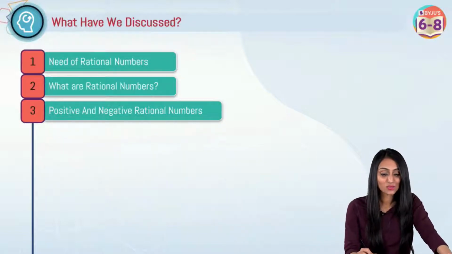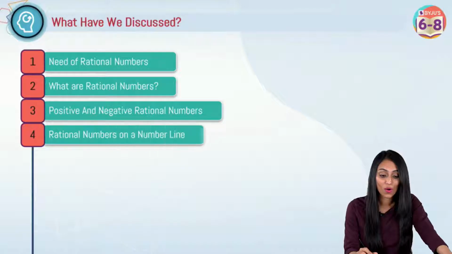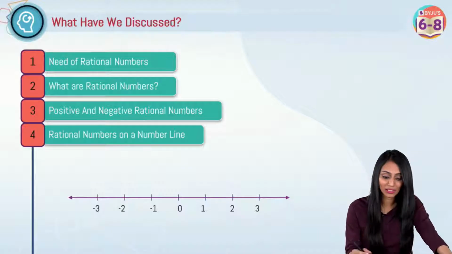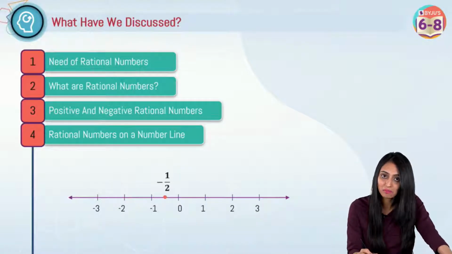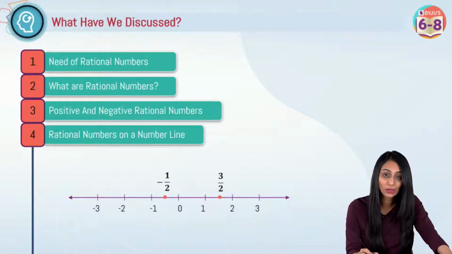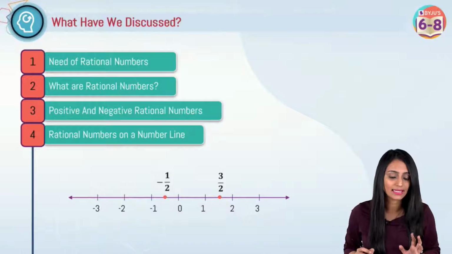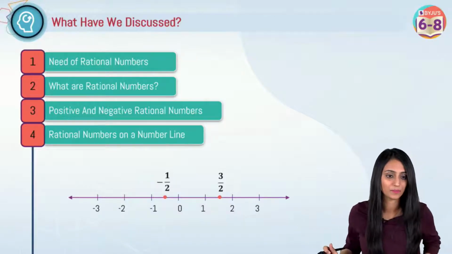Awesome. Let's move ahead. So now already we know how to plot rational numbers on a number line, right? So this is the number line that you can see. Let's say I have to plot -1/2 here. It's going to be between -1 and 0, right? And 3/2, it's going to be between 1 and 2. So you all have done it in grade 7, right? How to plot them on a number line.